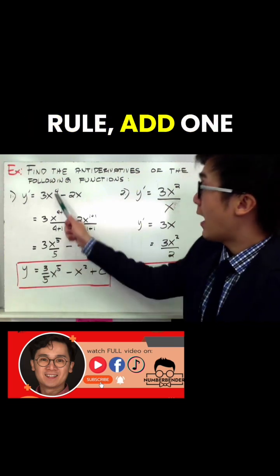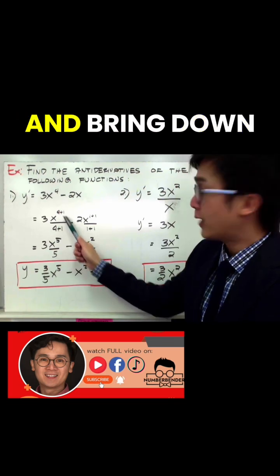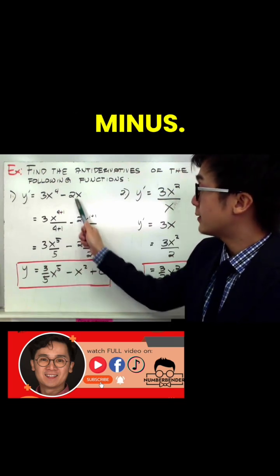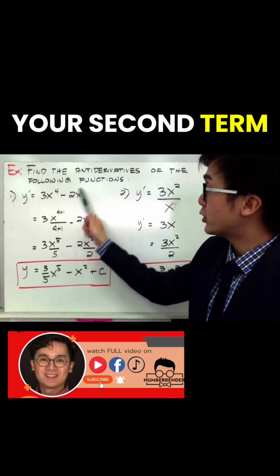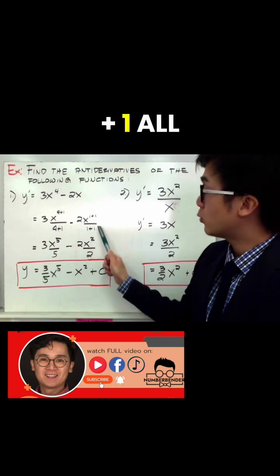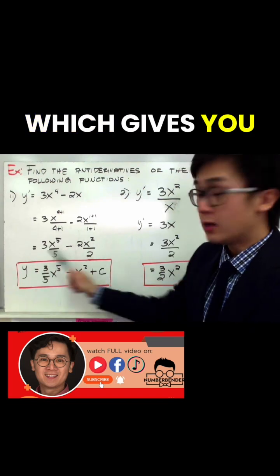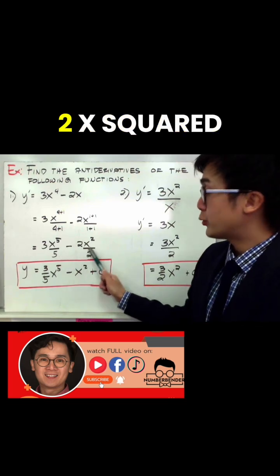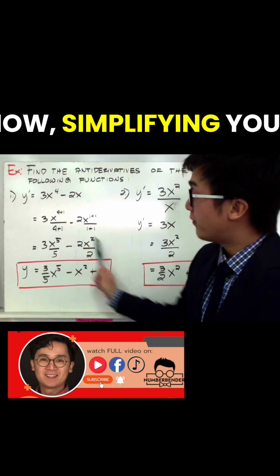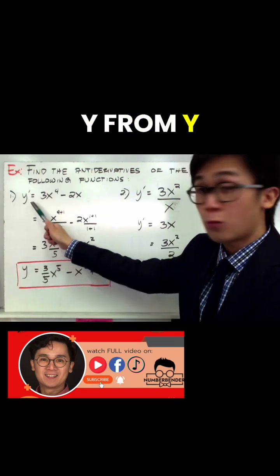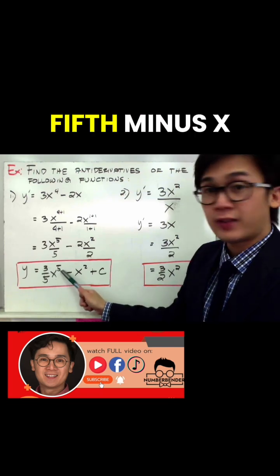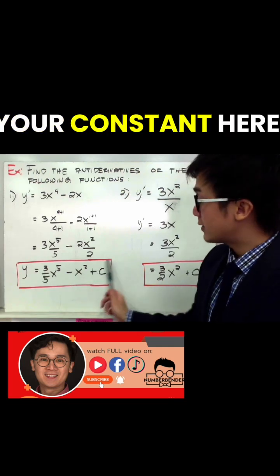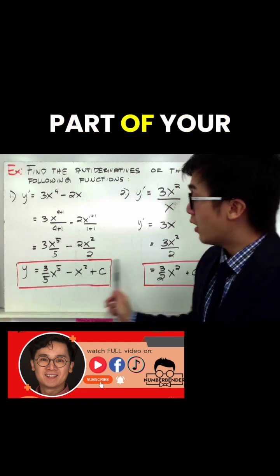Applying the rule, add 1 to your exponent and bring down your new exponent, and you'll have 3x to the 4 plus 1 all over 4 plus 1, minus, adding 1 to your exponent in your second term, 2x raised to the 1 plus 1 all over 1 plus 1, which gives you 3x raised to the fifth power all over 5 minus 2x squared all over 2. Now simplifying, y is equal to 3 over 5 x to the fifth minus x squared plus a constant. Don't forget your constant here, because this is a very important part of your function.